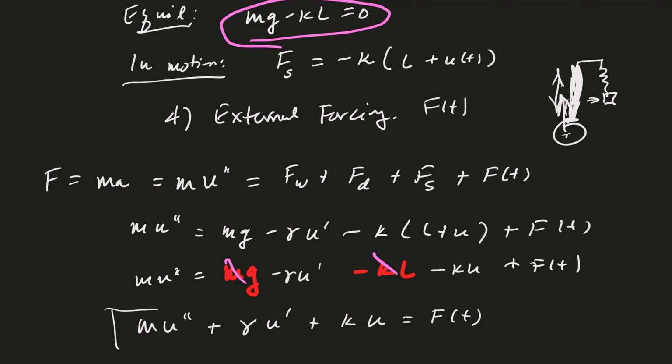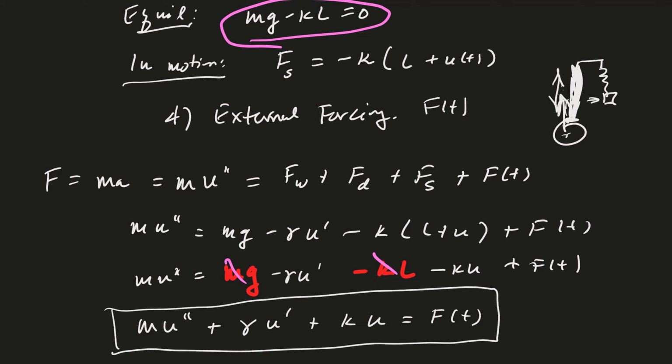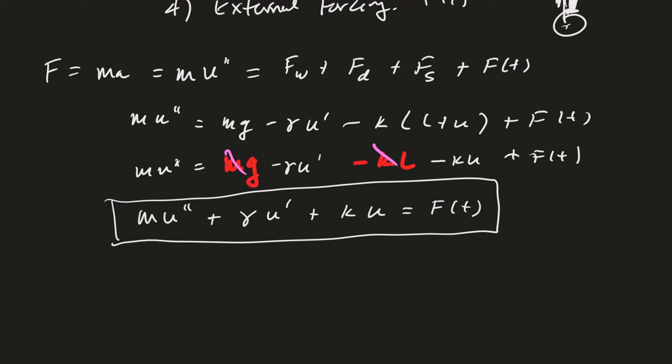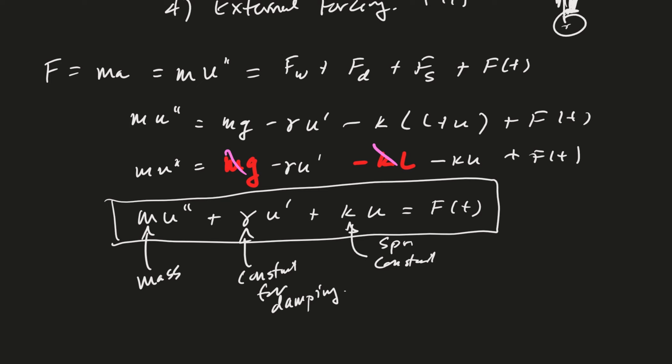Good. This is the oscillator model. Let's talk about what these constants represent again. m is mass. Gamma is the constant of proportionality for damping, so for example, if you have no damping, gamma would be 0. And k is the spring constant from Hooke's law. All right, so we've got our model and we're ready to go.